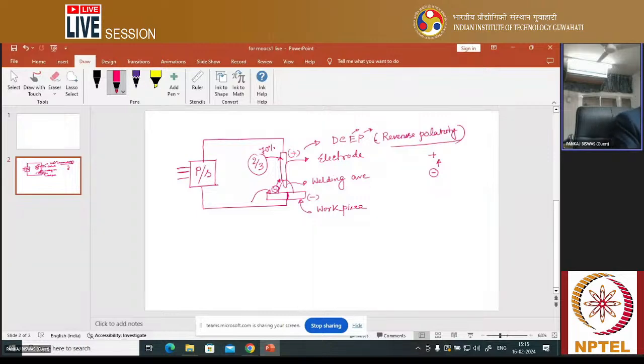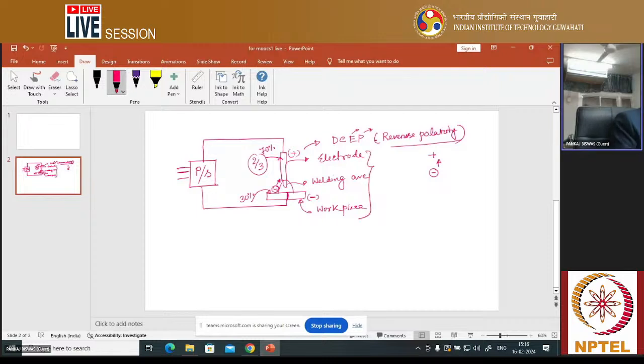That's why, due to this negative terminal, whatever the ion is there, that ion is also attracted, correct? This positive ion is attracted, and that ion generally hits the parent material. That's why in the case of reverse polarity, around 30% of the heat is generated in the workpiece. More heat is generated in the electrode in case of reverse polarity, and around one third, or around 30%, of the heat is generated in the workpiece. You should keep this in mind.